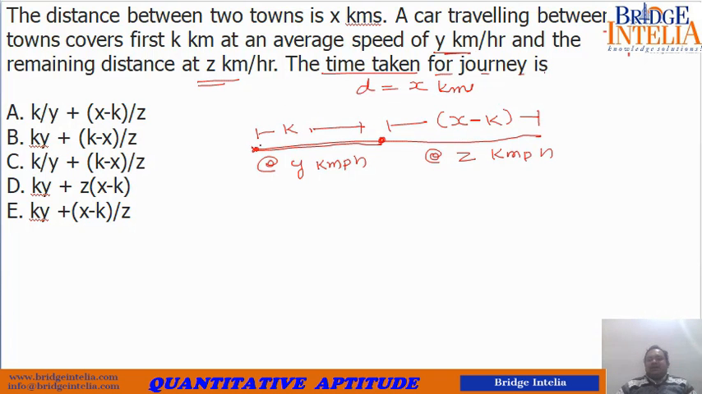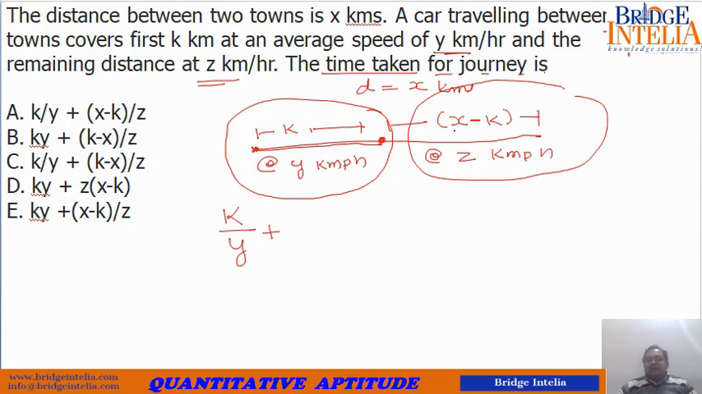What is the question? Total time taken. What is the time taken to cover this patch? Distance by speed. So k by y. What is the time taken to cover this much? Distance is x minus k. Speed is z. So time taken is distance by speed. So this is the total time taken: first patch plus second patch. So which option? k by y plus (x minus k) upon z. So this is the correct answer.